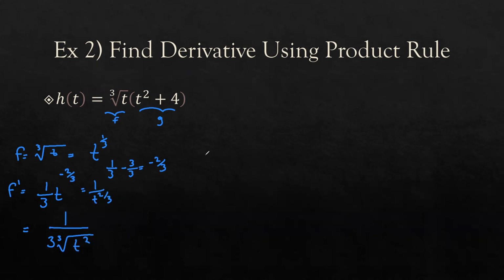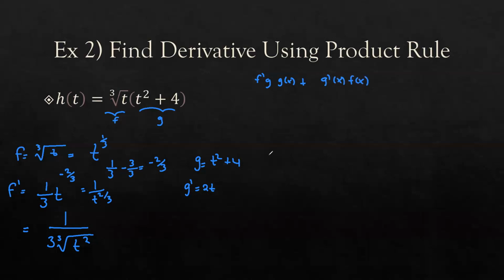And then g is t squared plus 4. So g prime is 2t, and then the derivative of 4 is 0. So if you apply the product rule, if you recall, it's f prime of g plus g prime of f.